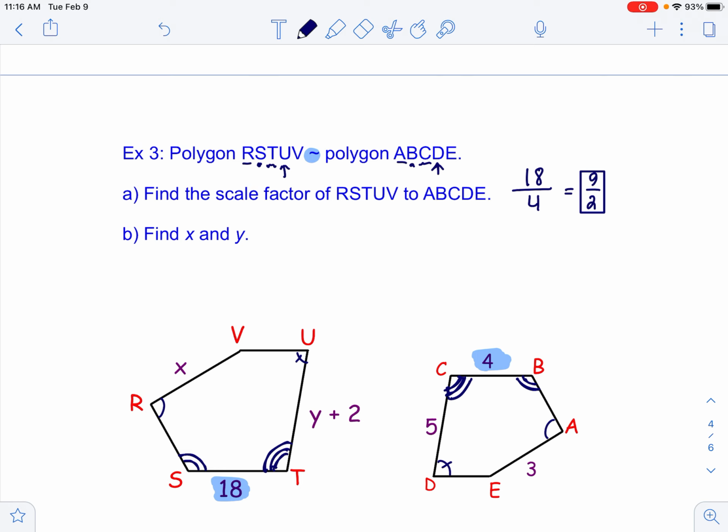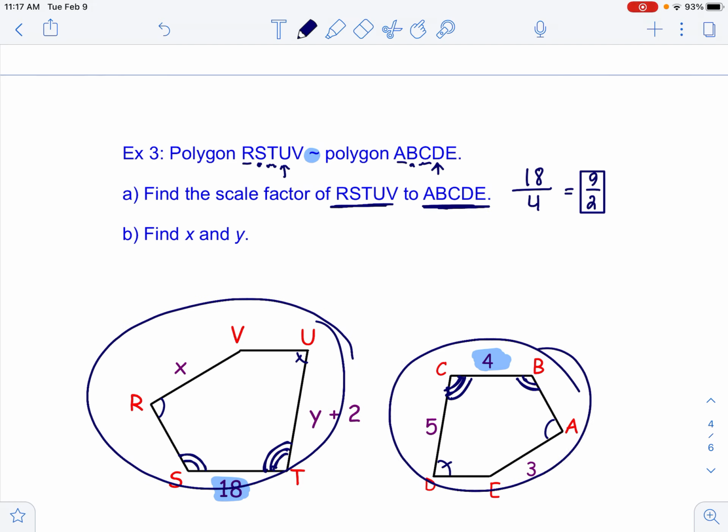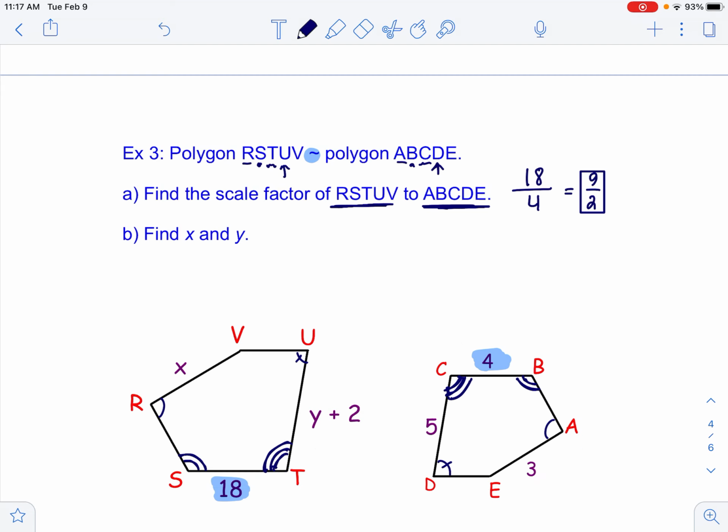You might be asking yourself, can we do 2 over 9 if we did right to left? No, you always do left to right or top to bottom. Also, it tells you right here, RSTUV to ABCD. So this one first, this one second.